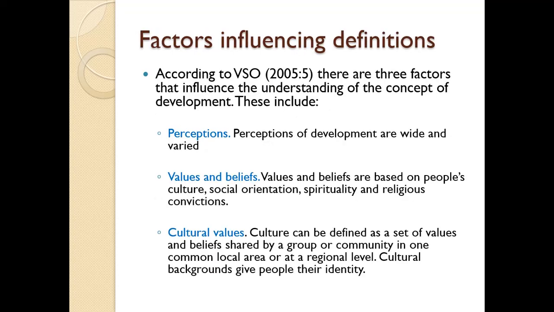So, what then influences the definitions? According to VSO, there are three factors: perceptions, values and beliefs, and cultural values. So just think about what I just talked about, the pastoralist versus the urbanized guy. Their perceptions are different. Of course, those have been influenced by where they stay, what they do, how they live, and so on. And that itself is also influenced by the values and beliefs and the different cultures.